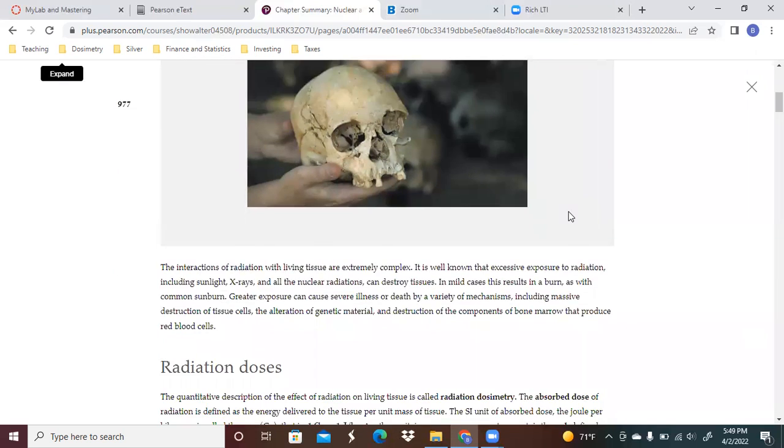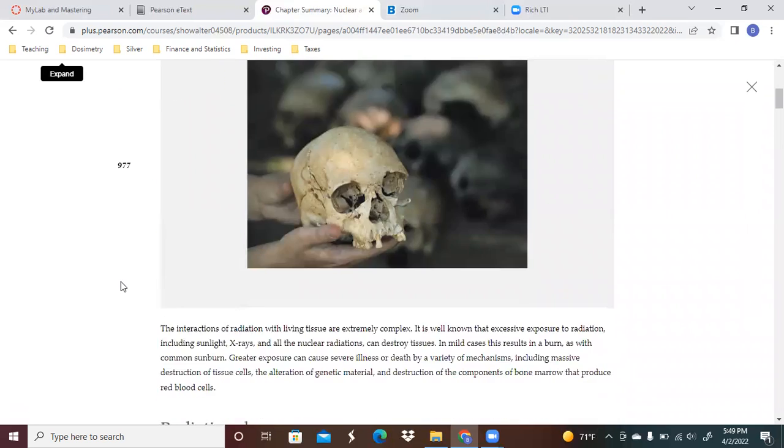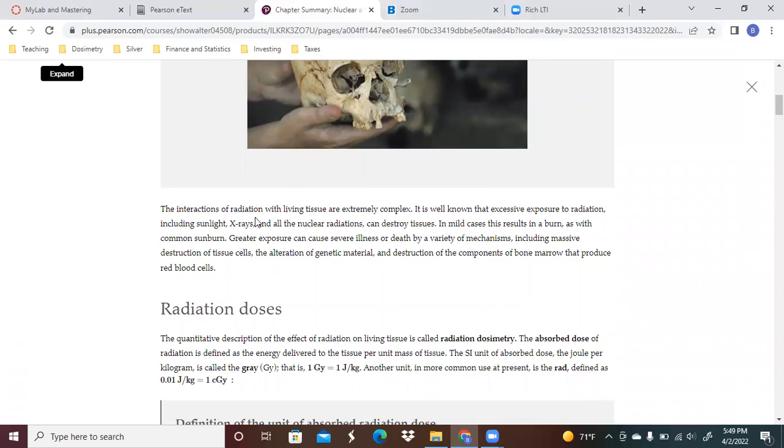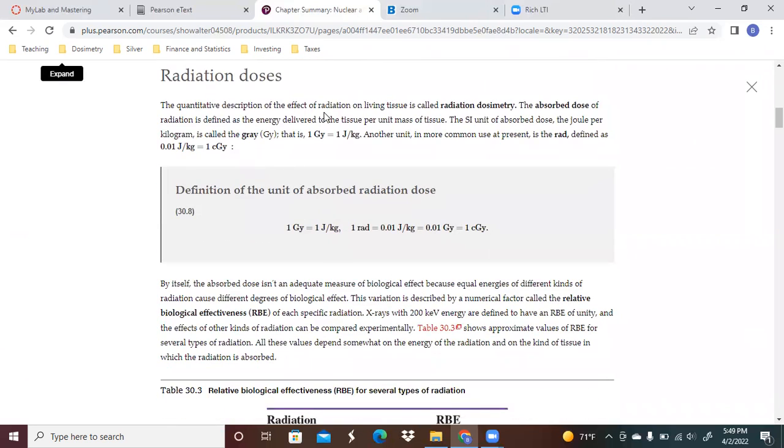So you can see here some examples of using what we know up to this point to date samples like this. The interactions of radiation with living tissue are extremely complex. So the quantitative description of the effect of radiation on living tissue is called radiation dosimetry. The absorbed dose of radiation is defined as the energy delivered to the tissue per unit mass of tissue. It's basically a joule per kilogram, and it's called the gray. So a gray is defined as a joule per kilogram.